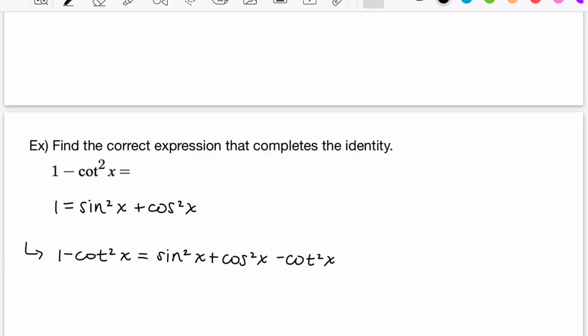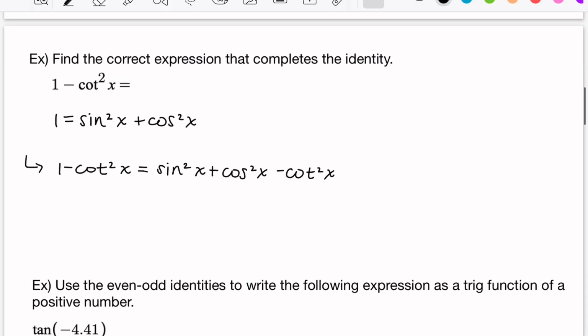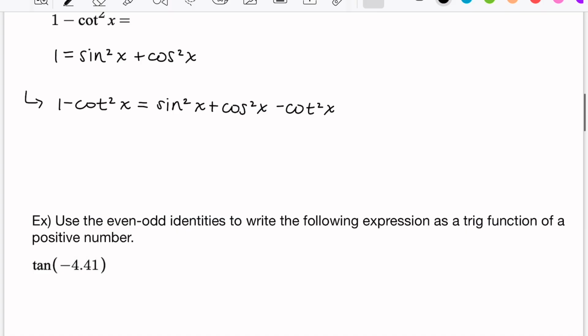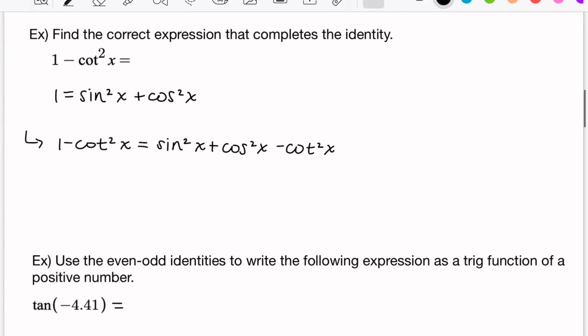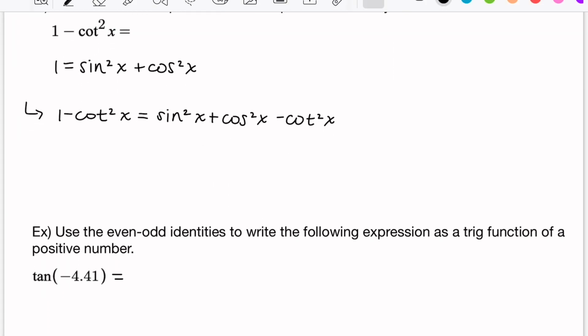Alright, now let's look at another example using our even and odd identities. So here we're given tangent of minus 4.41, and we want to figure out how to write this expression as a trig function of a positive number. Now notice we saw earlier that tangent is going to be an odd function. So we can rewrite this as tangent of a positive number by taking the opposite sign of this guy here.